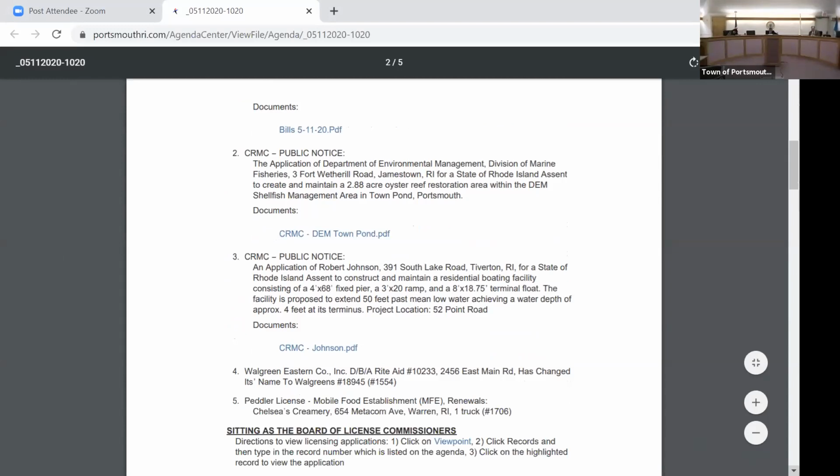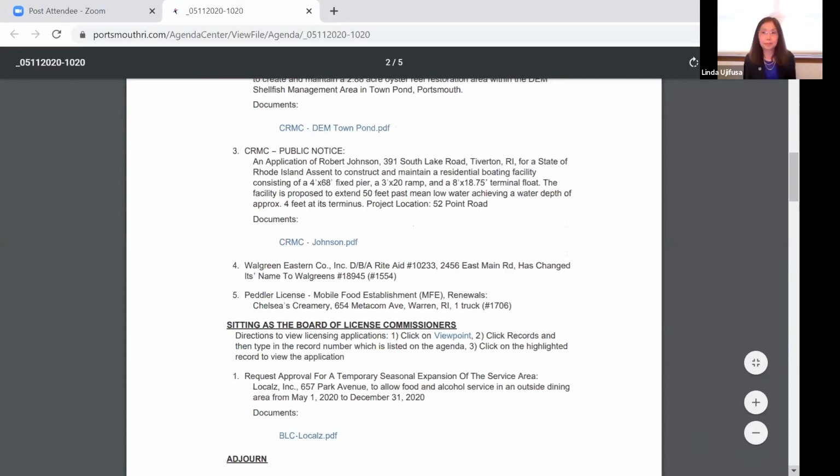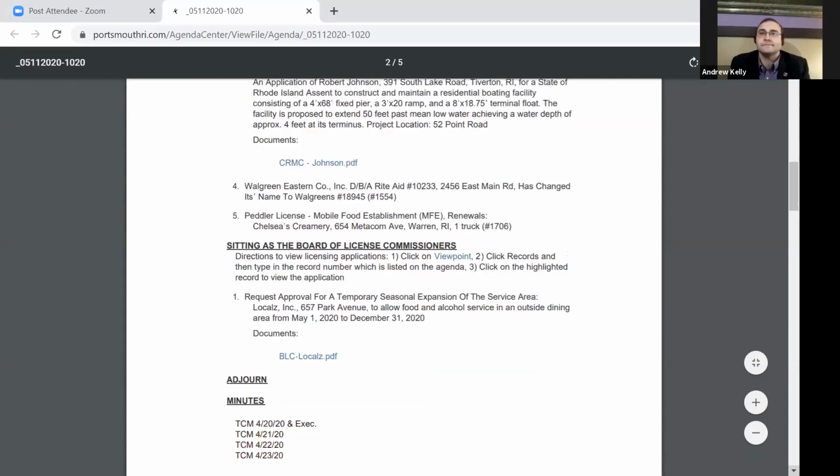All those in favor? Ms. Jukusa? Aye. Ms. Abbott? Aye. Mr. Hamilton? Aye. Mr. Katzman? Aye. Mr. Kelly? Aye. Dr. Ryan? Aye. Mr. Aguilar? Aye. Motion passes 7-0. Next, we will convene as the Board of License Commissioners.